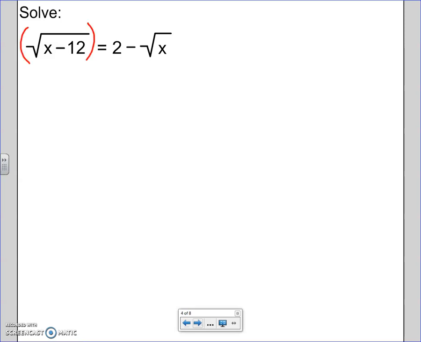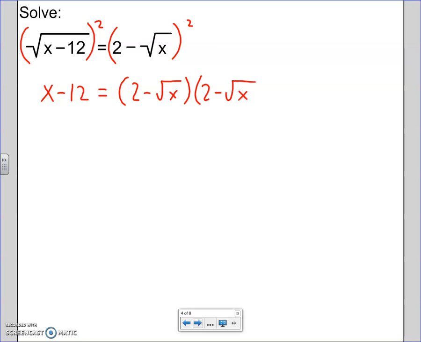You do this once you have a single radical by itself. And square root, square power cancel out, so this is x minus 12. But over here, I'm not allowed to distribute that exponent 2 because that's multiple terms. You have to FOIL, you have to write it twice. So I'll write it like this.